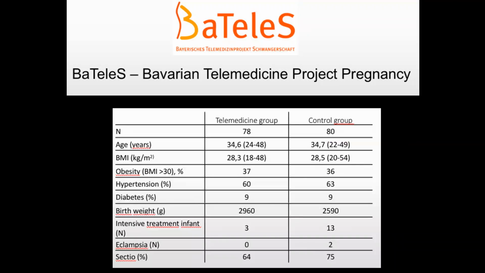And this is just early data. This isn't treatment data yet, but basically, if you look at the telemedicine group that used a lot of these parameters other than just cuff blood pressure, then the birth weight of their infants was significantly higher than the control group. Only 3 infants in the telemedicine group needed intensive care as opposed to 13 in the control group. And there was no eclampsia in the telemedicine group, but 2 in the control group, and they had fewer cesarean sections. So already it's making a contribution.